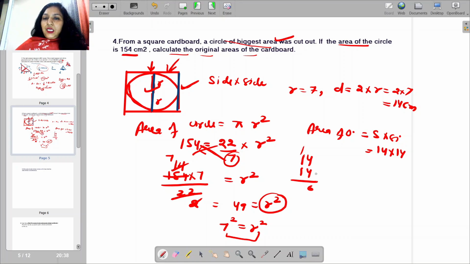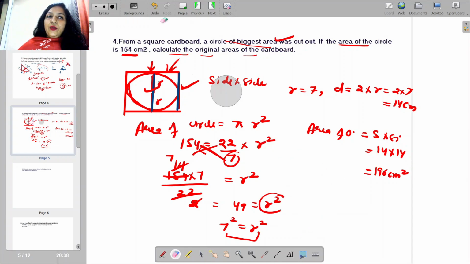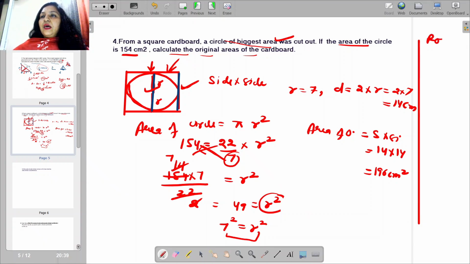This is 16, 5, 14. Answer is 196. So your answer is 196 along with the unit centimeter square. Whatever calculation I'm doing here for the multiplication, please make sure in your exam what you're going to do, you have to make a rough margin here on the right hand side. Make a rough margin here, write rough work. All these calculation, whatever you are doing, multiplication and division, it has to be shown here. Okay, so the final answer is the area of the original cardboard is 196 centimeter square.